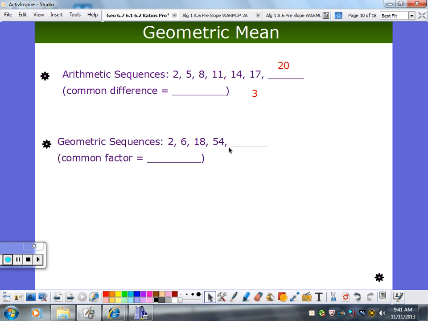Well, how are we getting what's coming next? We're multiplying by 3. We call that our common factor. How do we find that out? We do 6 divided by 2, 18 divided by 6, 54 by 18, and we get the 162 with our common factor of 3.